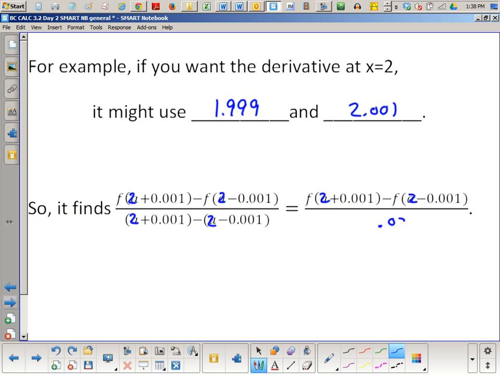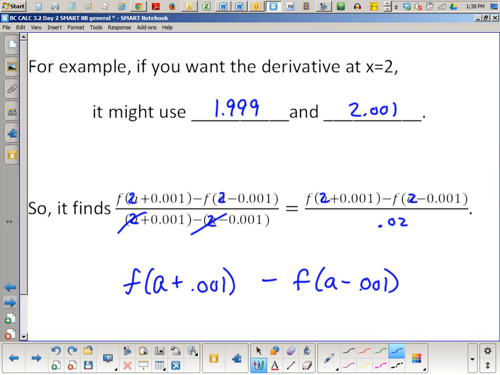In other words, 0.02 on the bottom here. So here's what the calculator uses. It takes the value you give it, and it calculates this. Then it calculates this. And then it divides by 0.02.